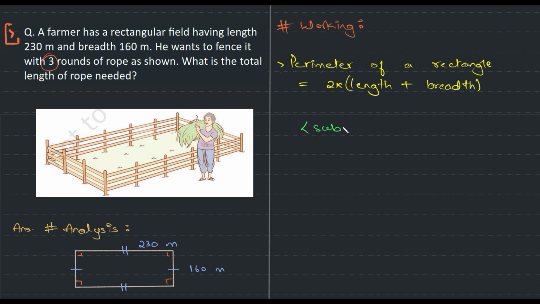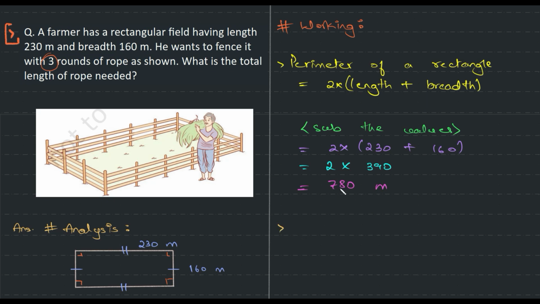So let's substitute the values. So this will give us 2 times the length is 230 plus 160. So the rule is that we need to add whatever is there inside the brackets. So this will be 390, right? I hope that's correct. Yes. So the 2 times of this is 780 meters. Don't forget the unit.